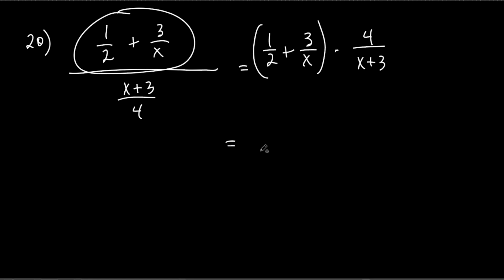So I need a common denominator. I could just multiply those together, 2x. Multiply this by x, multiply the top by x. Multiply the x by 2, multiply the top by 2, I get a 6. And now I can go ahead and do this.